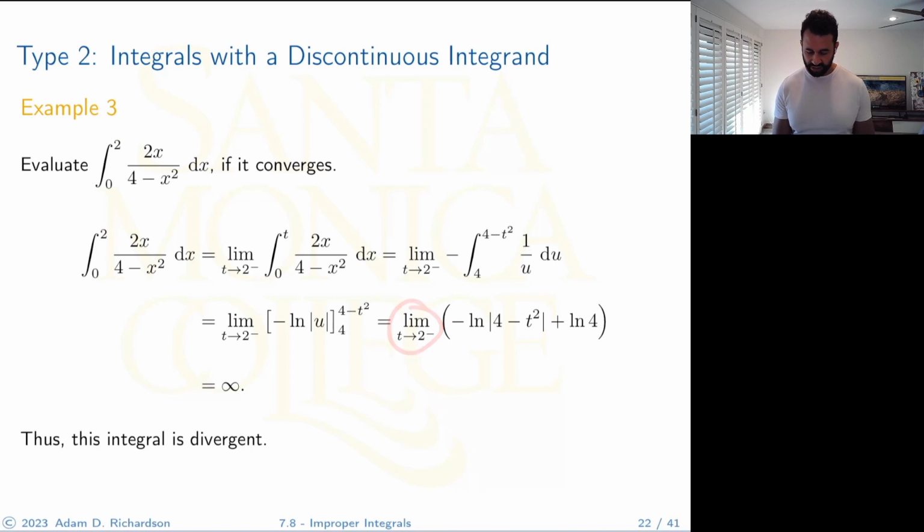And now we can try to take the limit. So the limit as t approaches 2 from the left of this is going to send you to 0. So as t approaches 2 from the left, this number approaches 0. And so that means that this number is approaching negative infinity, right? Remember, natural log goes to negative infinity as you approach 0. So this is going to approach negative infinity. And so we get positive infinity. Therefore, this integral is divergent. It doesn't converge to a finite number.